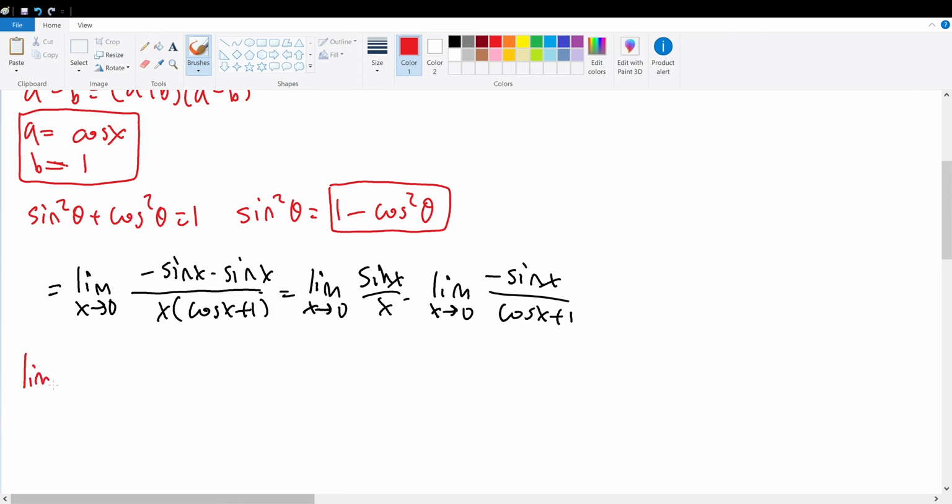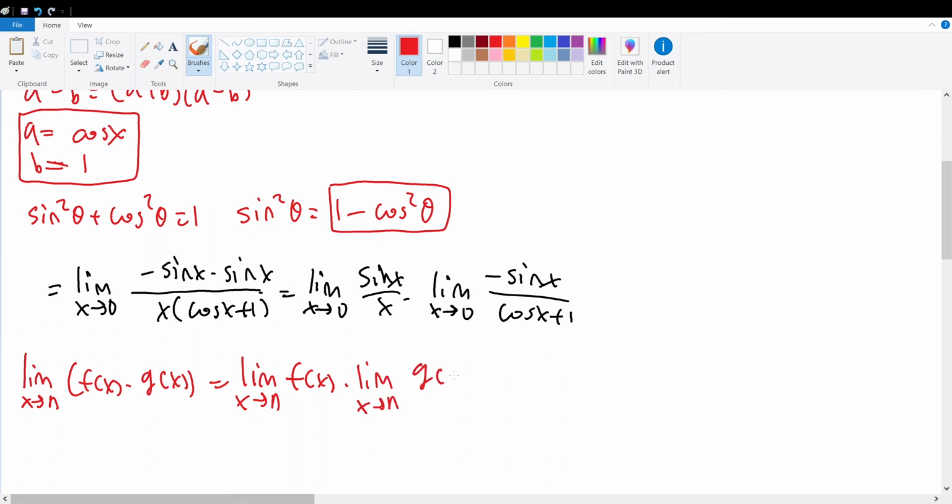The reason why I can do this is because of a limit identity, which states that the limit as x approaches any number n of the product of two functions f(x) and g(x) is equal to the limit as x approaches n of f(x) times the limit as x approaches n of g(x). Therefore, we have broken up the limit as such.